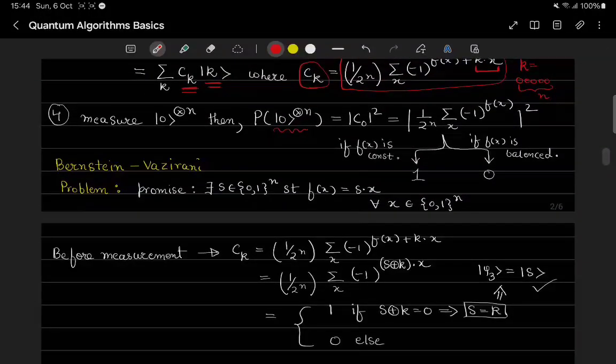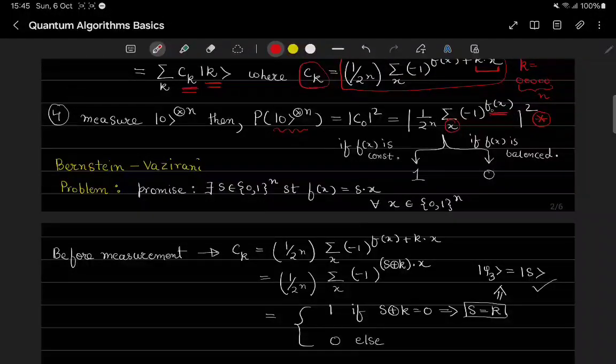So then what you have is something that I have written here. This is the output: 1 over 2 power n, summation over all bit strings, minus 1 power f of x. Now the idea is this value will be 1. So you have now measured your state, and now you will get a value, and this value will be 1 if f of x is constant.